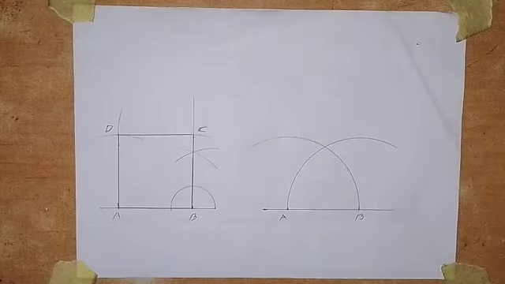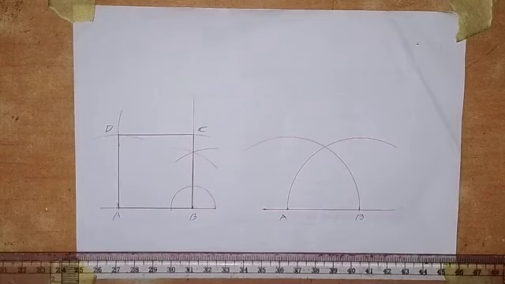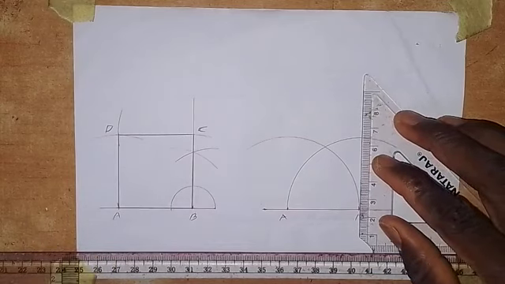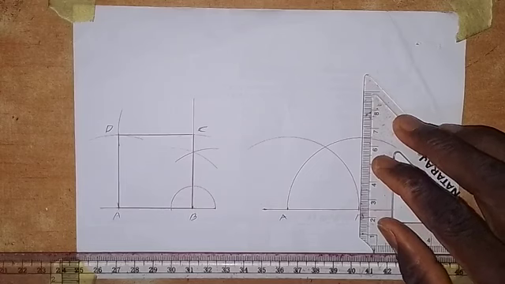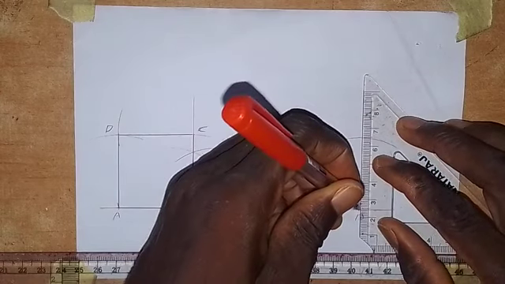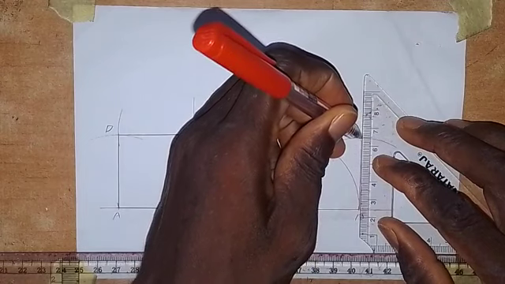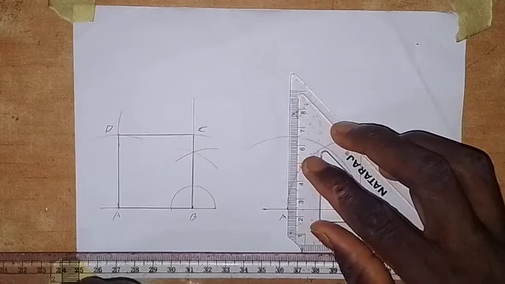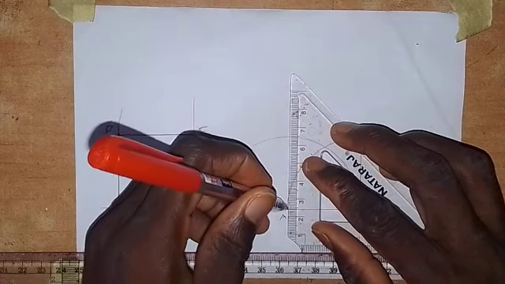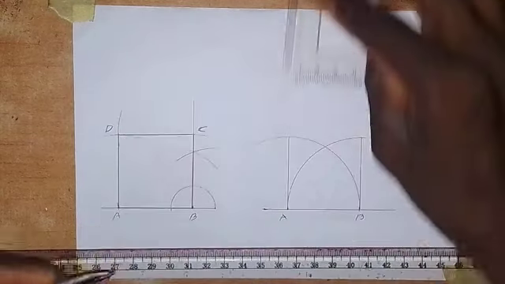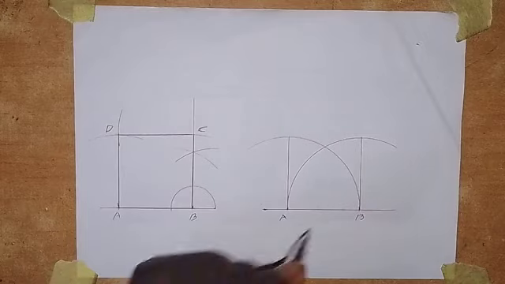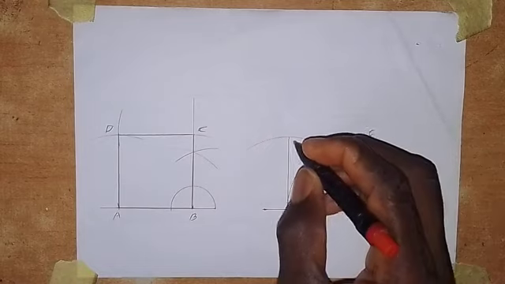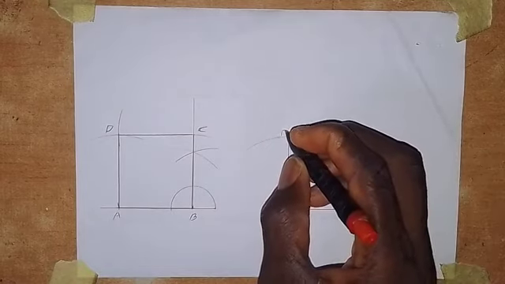The next thing you are going to do is take your set square and set it on the T-square like this. Make sure you can see point B. Draw a vertical line to touch the arc at that point, and then bring it to point A. Make sure you can see point A, and draw a vertical line to touch the arc. Where the line touches the arc here, this is point C, and where it touches this arc here, this is point D.